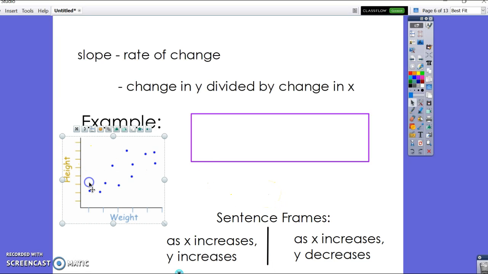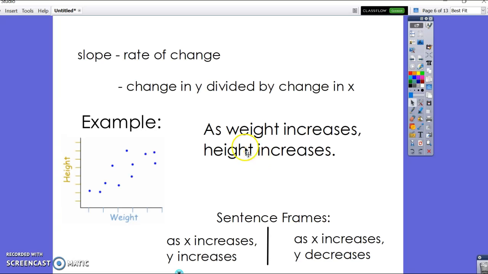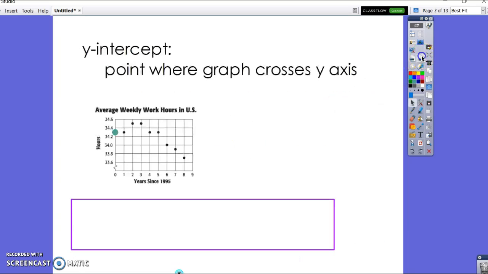So this is what we're going to use to talk about our slope. Looking at our scatter plot example, again, we're talking about the height and the weight. So it looks like as the weight is increasing, the height is also increasing. So that's how we would describe our slope. As the weight increases, the height increases.